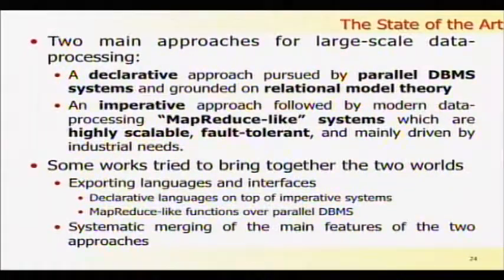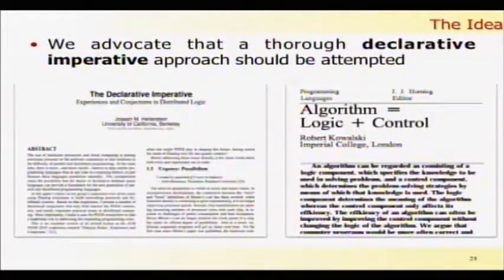So we have this, let's say, Hadoop DB that tries to merge a database system with MapReduce. But instead, we advocate that a more in-depth search must be done, to reach what is called a declarative imperative approach. This is something similar to what they already tried to do like 40 years ago, when they presented logic programming, and they found out that when I have an algorithm, I can basically split this problem in two different sets.